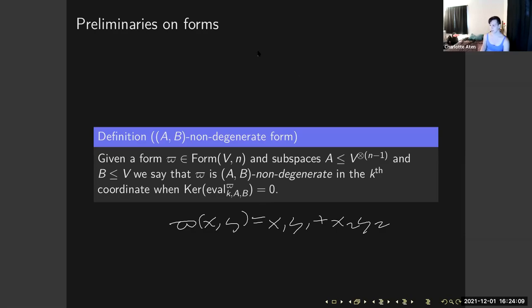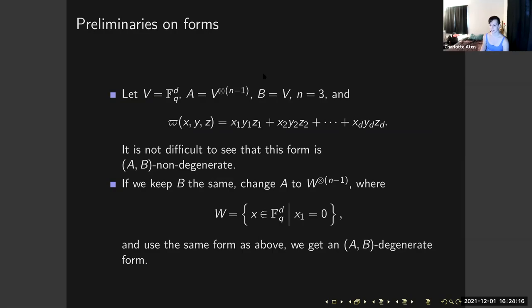And so this generalizes to multilinear forms. Okay, so now for a slightly less trivial example, if we take our vector space to be F_q^d again, and we take A and B to be as large as possible, so A is just the (n-1)-fold tensor power of F_q^d, and B is F_q^d itself, then we have a ternary form, pi of x, y, z is x1 y1 z1 plus x2 y2 z2, and so forth up to xd yd zd.